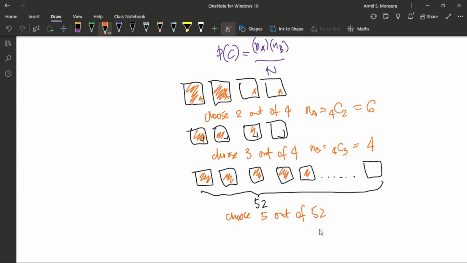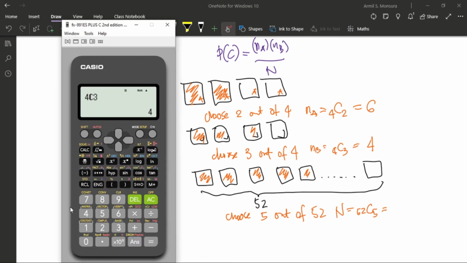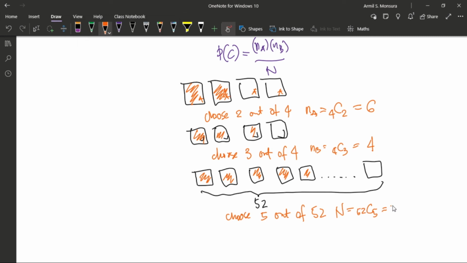Okay? So, to find n, the big N, okay, this is simply 52 combination of 5. Okay? Which, pag in-evaluate natin, sana kaya ng calculator, 52 combination 5, that should give us 2,598,960. Okay? So, ngayon, nalaman na natin yung small NA natin, small NB natin, tsaka big N natin.